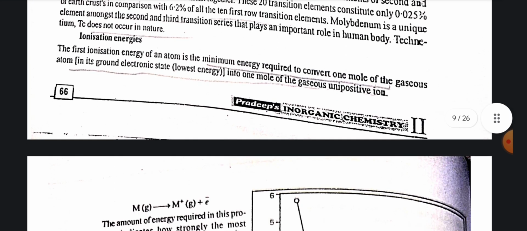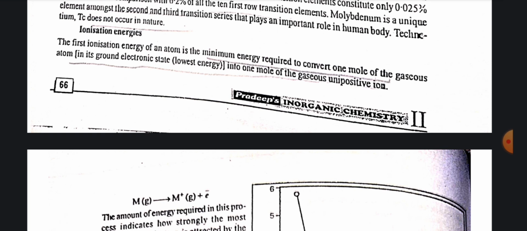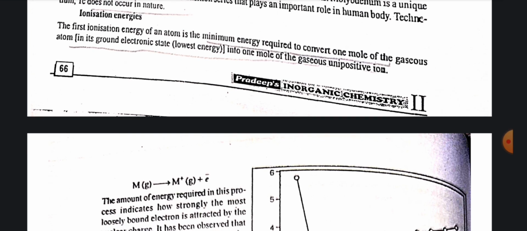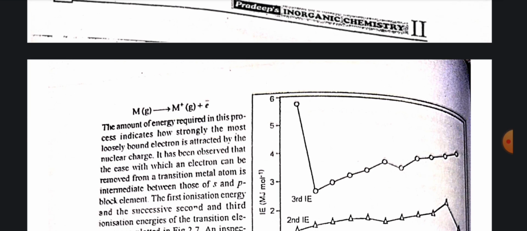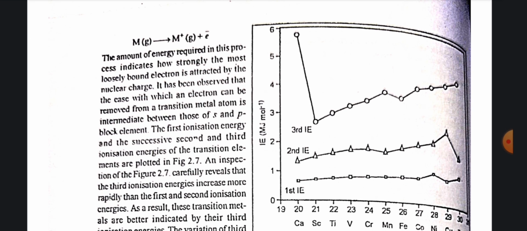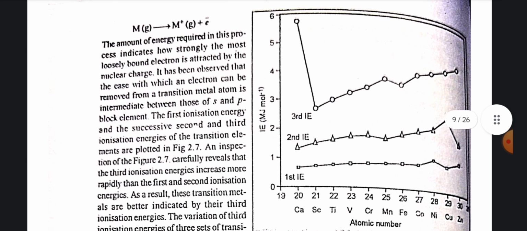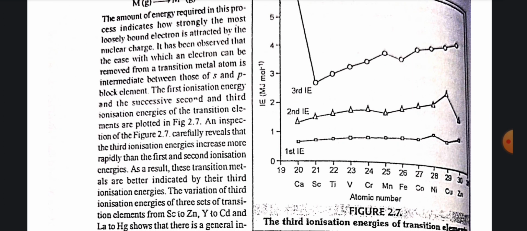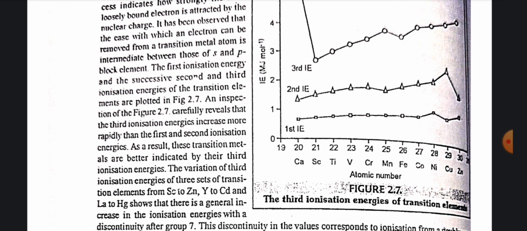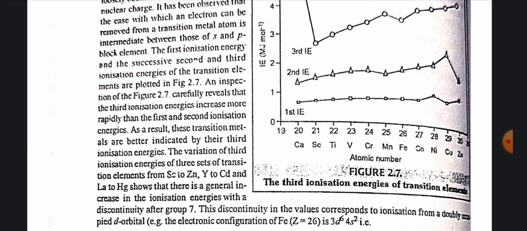Ionization energies. The first ionization energy of an atom is the minimum energy required to convert one mole of the gaseous atom in its ground electronic state into one mole of the gaseous unipositive ion. The amount of energy required in this process indicates how strongly the most loosely bound electron is attracted by the nuclear charge. It has been observed that the ease with which an electron can be removed from a transition metal atom is intermediate between those of s and p block elements.